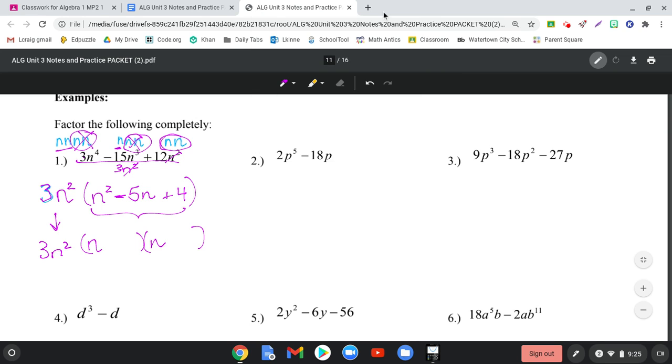So I'm just going to sketch that quick over here. So it crossed at positive 1 and 4. So that means in our parentheses, it's going to be n minus 1 and n minus 4. And there's your answer.